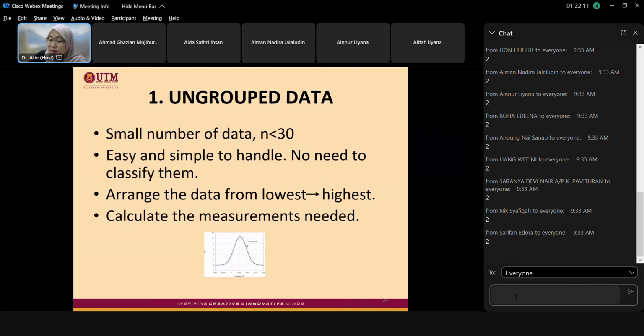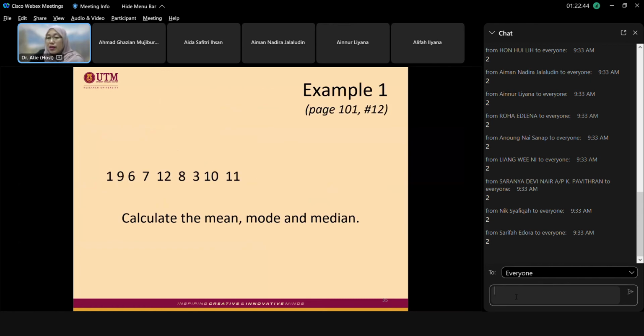So the first thing that you need to do before anything else, before you start your calculation, you need to arrange the data from lowest to highest. But actually we can also rearrange from highest to lowest. But for my class, I would like to standardize. Everybody needs to arrange the data from lowest to highest. And then we need to calculate the measurements needed. Okay, let's try the first example.